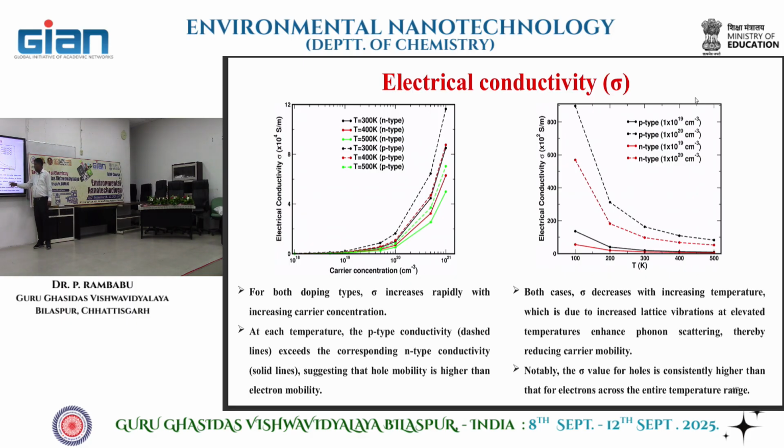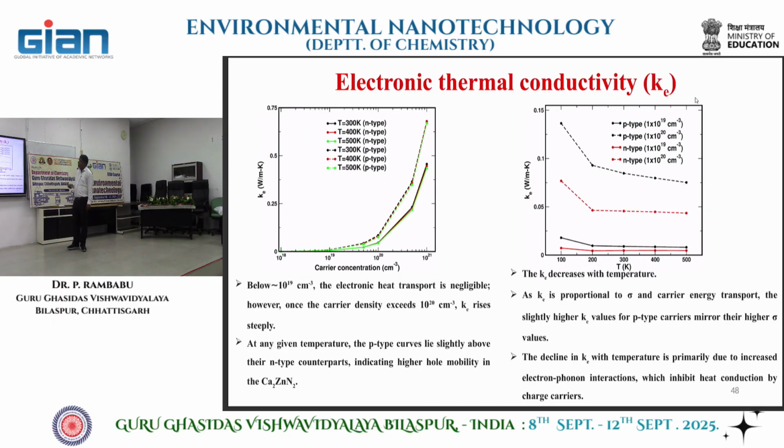At the higher temperature, due to the increased lattice vibrations, it will enhance the phonon scattering, so that gives rise to the decrease in the electrical conductivity of the material. Similarly, I have calculated the electronic part of the thermal conductivity. For semiconductors, the lattice part of the thermal conductivity plays an important role, but we can find out the electrical conductivity also.